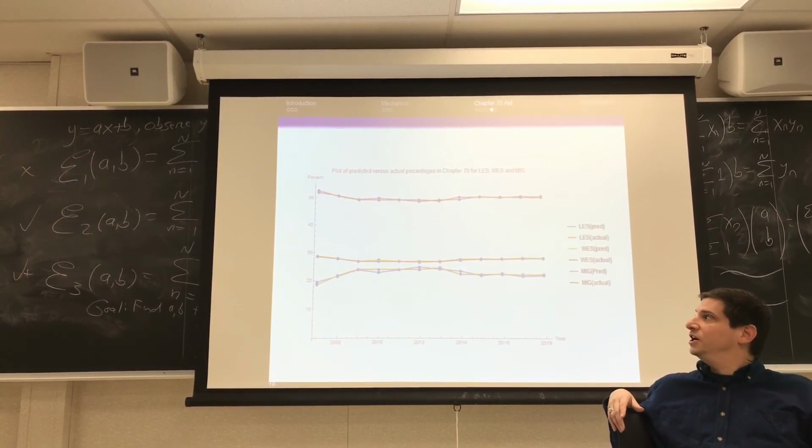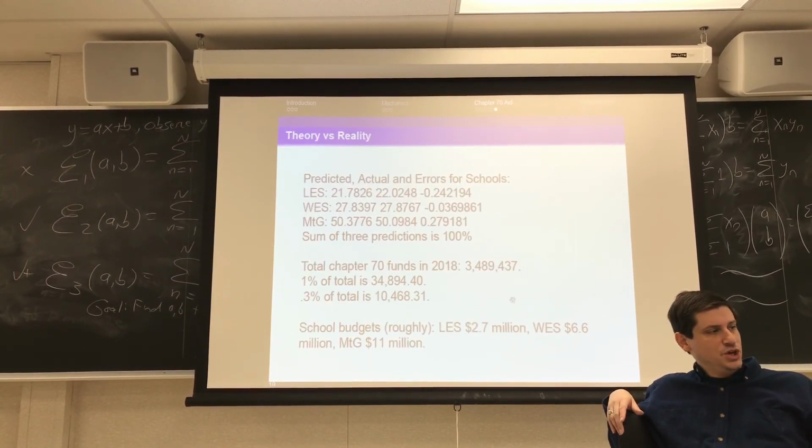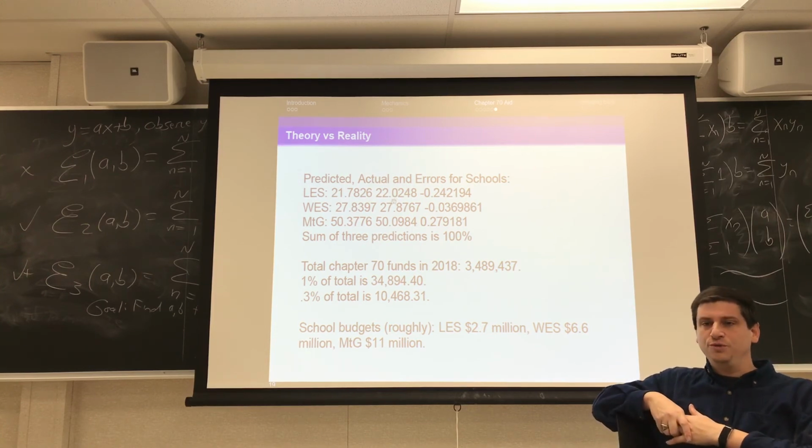And so here is a plot of historic data going back to 2007. If you look, things are fairly stable from one year to the next. And so I predicted 2018 based on the data from the last 10 years. So these were the percents I predicted for each of the 3 schools. These were the actual observed, and this was the error. So I predicted Lanesboro Elementary should have gone in 21.78. I'm sorry, they should have gone in 22.02 according to the state formula. So we were off by about 0.24%.